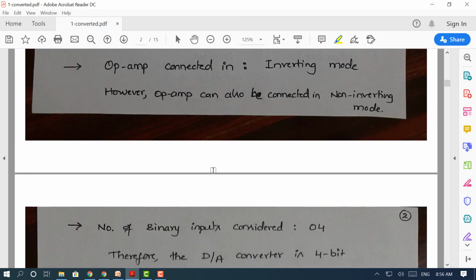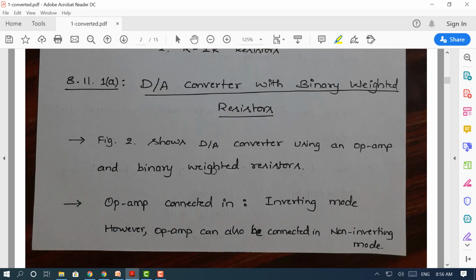Before we move on to further working, let's see the points I have covered with reference to this D to A converter. The figure shows a digital to analog converter based on an op-amp, and binary weighted resistors are used. The op-amp is connected in inverting mode. However, the op-amp can also be connected in non-inverting mode. Don't assume that the op-amp always has to be in inverting mode.